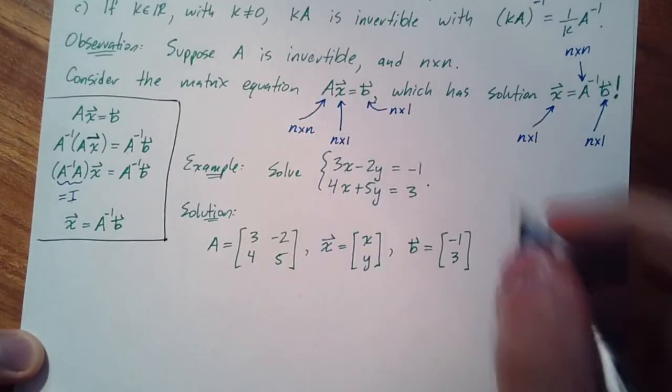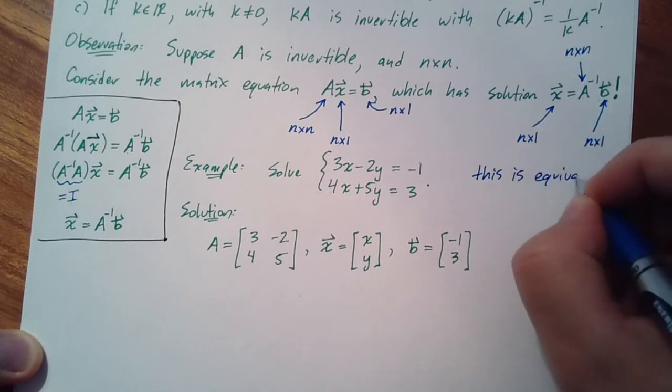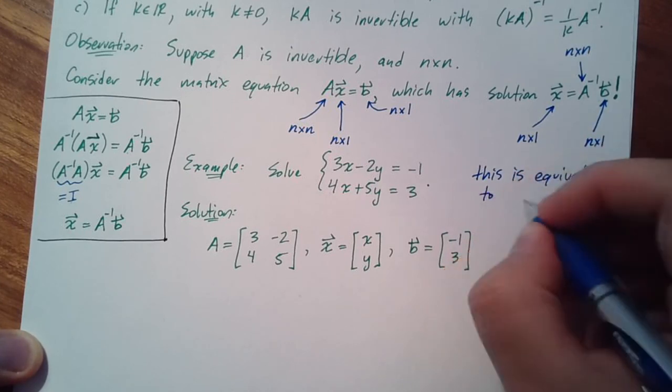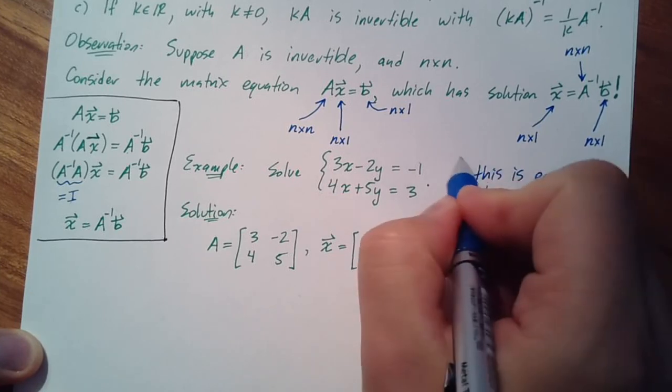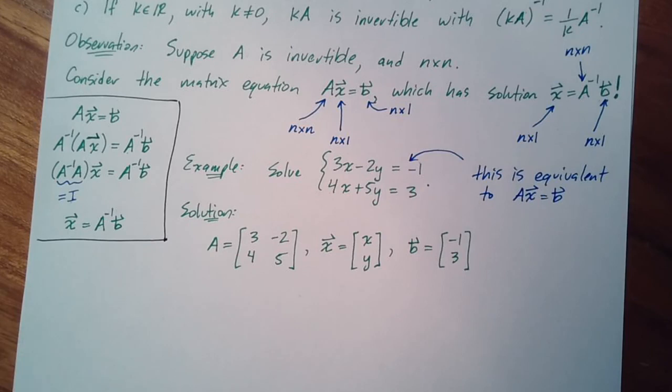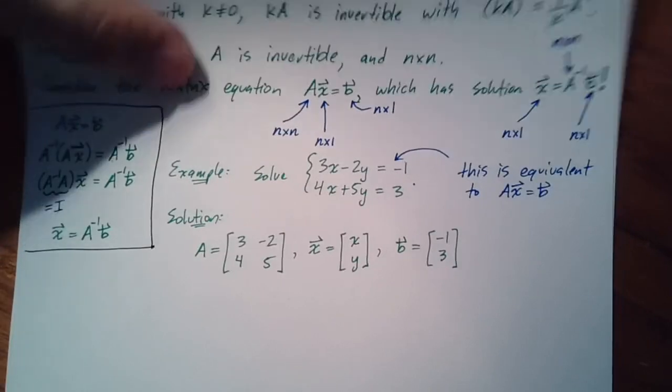So this is now equivalent to AX equals B, and I'm talking about this linear system here. So if you can find a solution to this equation, you can find a solution to this linear system, and vice versa. They're the same problem to be solved.